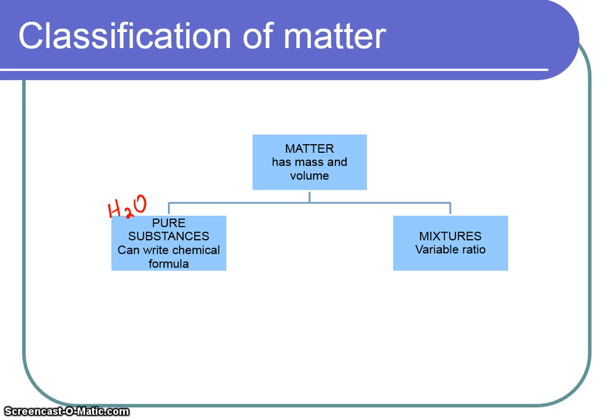A mixture has a variable ratio. So an example of a mixture is something like salt water. I can write a formula for salt and I can write a formula for water, but I can have different concentrations of salt in my saltwater mixture. And so I could have 1 cup of water with a half a cup of salt, or I can have 1 cup of water with a teaspoon of salt, just to give you sort of a visual. So mixtures have a variable ratio, and I can't write a formula for that mixture, even though I may be able to write formulas for the components.